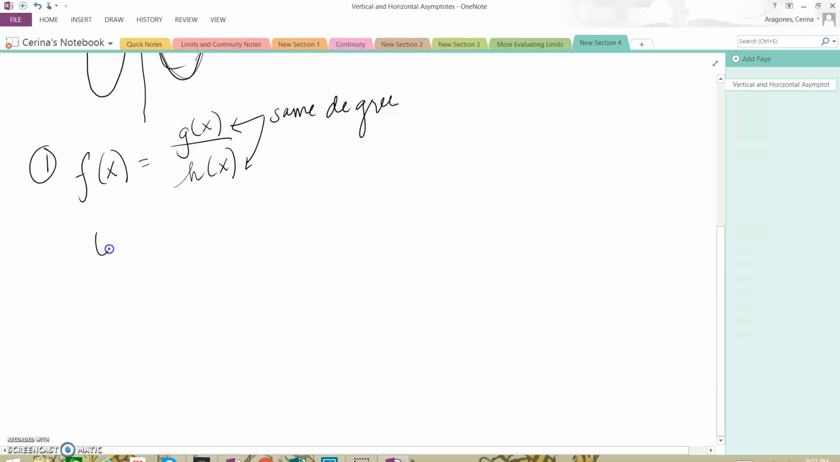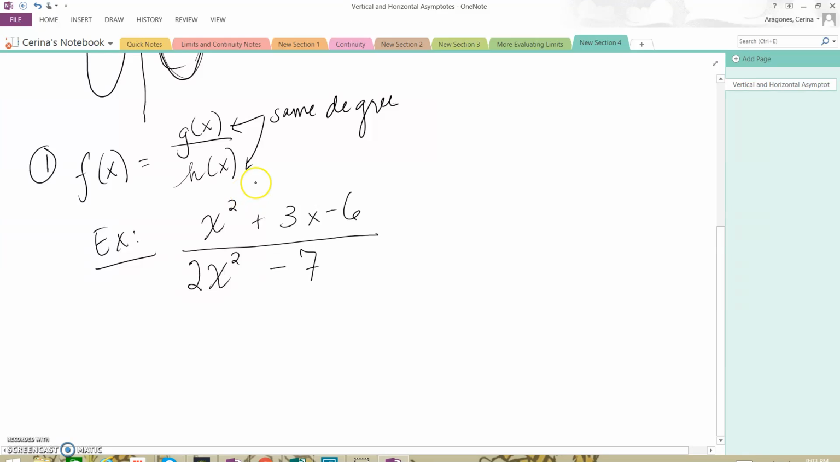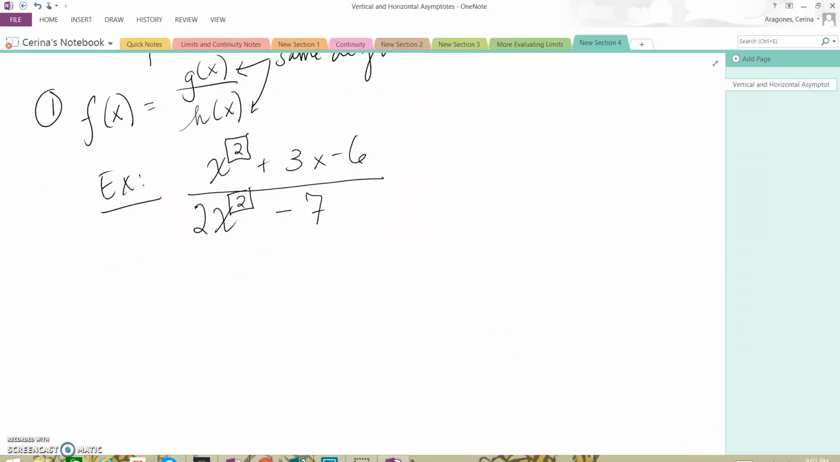Okay, so let's just do an example. Let's do x squared plus 3x minus 6 over 2x squared minus 7. So this is a rational function. As you can see, the highest exponent in the numerator is a 2. The highest exponent in the denominator is also 2. So they have the same degree. What do we do in a case such as this? I want to explain to you how we get to the horizontal asymptote of this function.